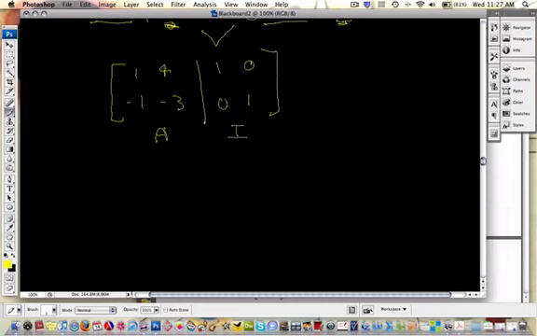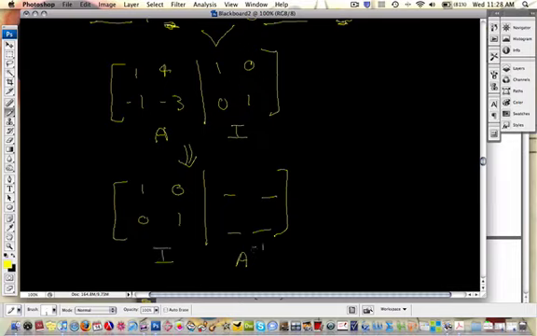Now to solve this, the goal is to get this in reduced row echelon form, and that would look like that on the left, and then on the right, we don't know what that's going to be, but that would actually be our solution. That would be A, B, C, and D. In other words, that would be our inverse. And on the left, that's actually the identity matrix, right?